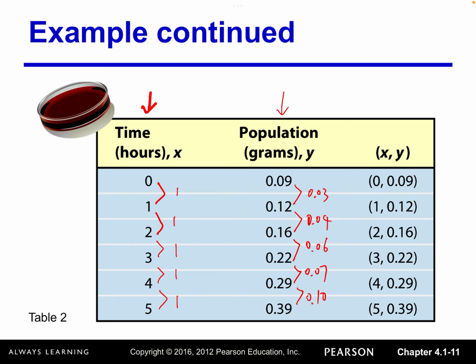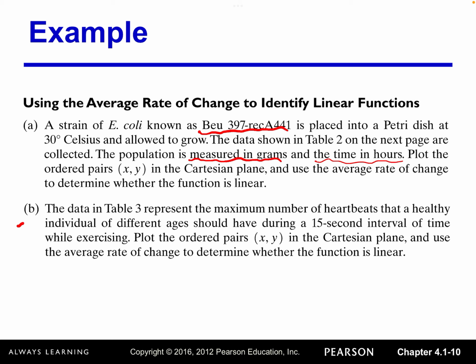Therefore, rise over run, or the difference between two y coordinates divided by the difference of two x coordinates, we got different numbers, right? For these, that's 0.03 and then 0.04, 0.06, 0.07, 0.10. So there are different numbers. Therefore, this data is nonlinear. If linear data, those numbers are supposed to be the same. Okay, same constant.